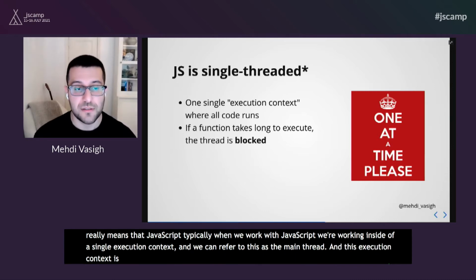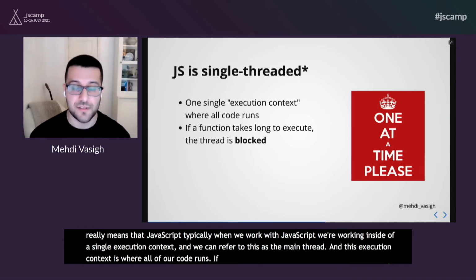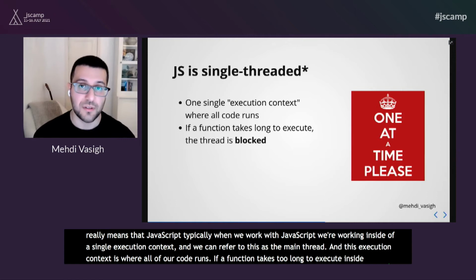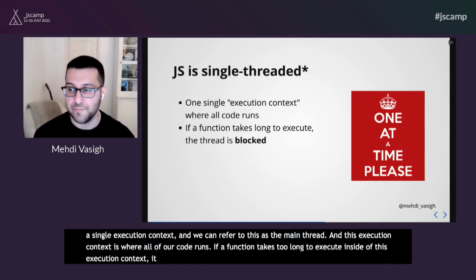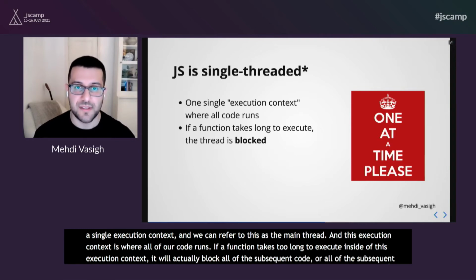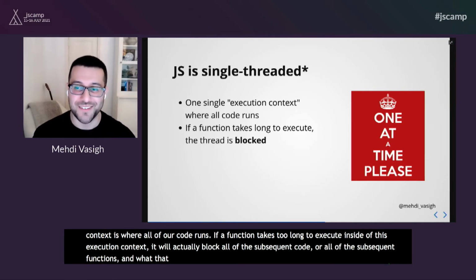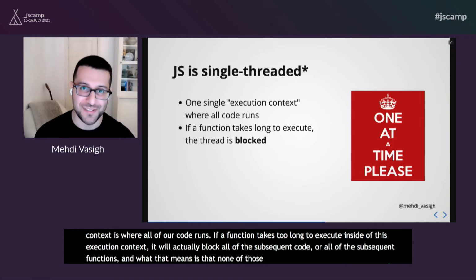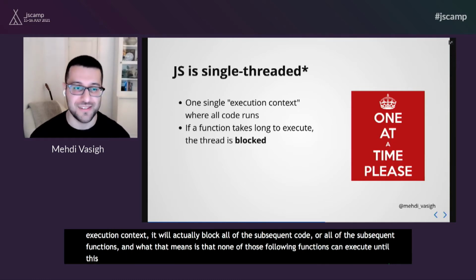This execution context is where all of our code runs. If a function takes too long to execute inside of this execution context, it will actually block all of the subsequent code or all of the subsequent functions. And what that means is that none of those following functions can execute until this function is done. So everyone is sharing resources inside of a single thread.